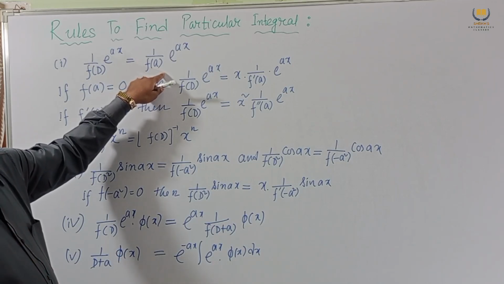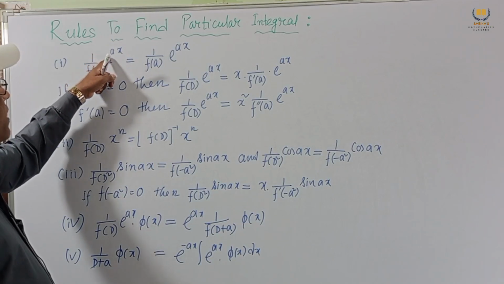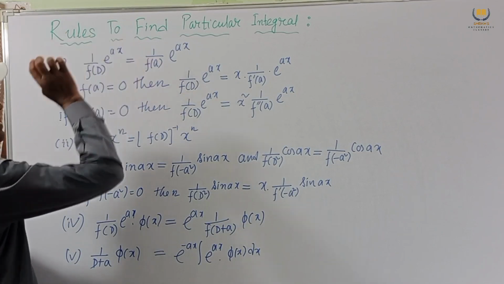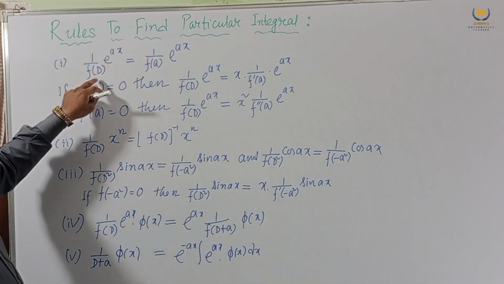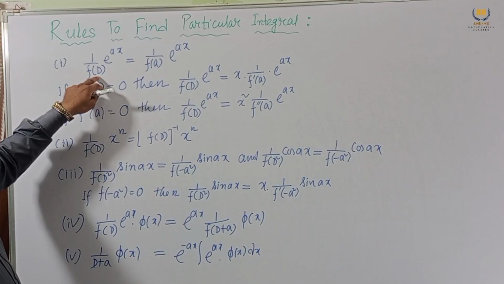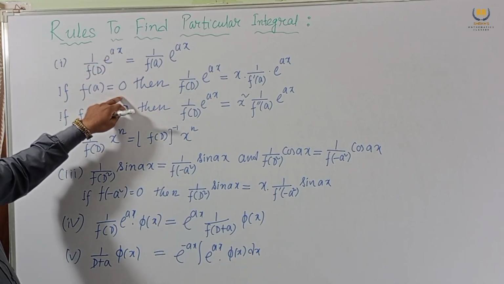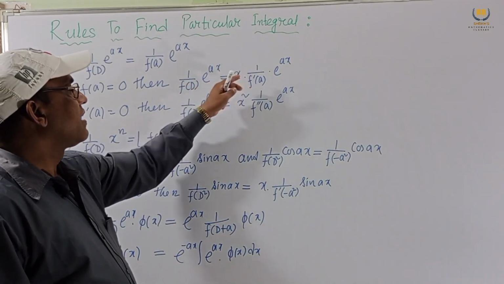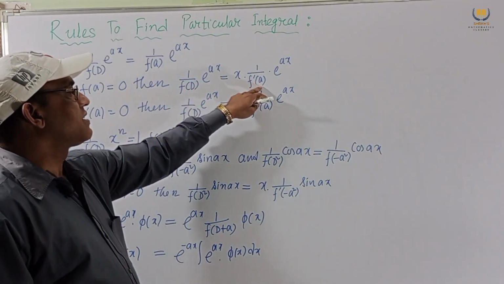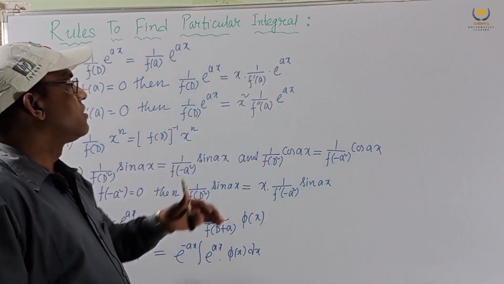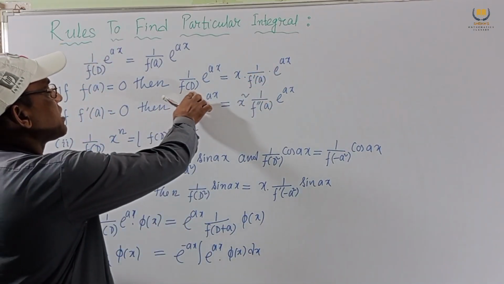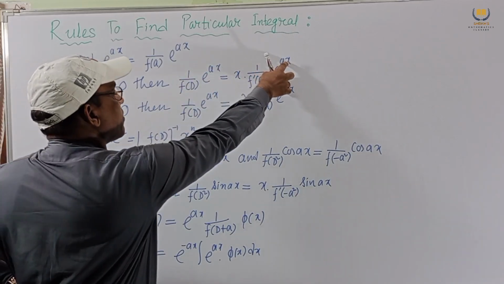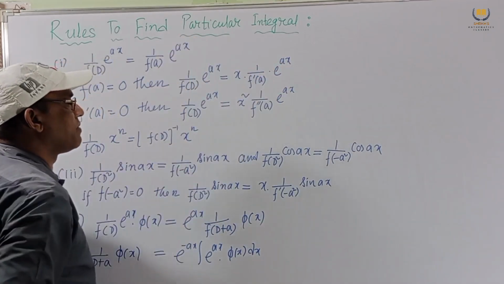If an exponential function e to the power ax is given, where the coefficient of x is a, putting a in place of D, we get this. And if after putting a in place of D this result is 0, then we take one x in the numerator and differentiate the denominator with respect to D, and put the value a, the coefficient of x, in place of D in f dash a.